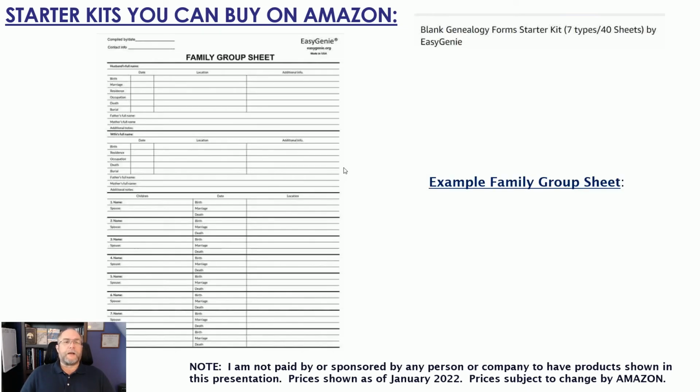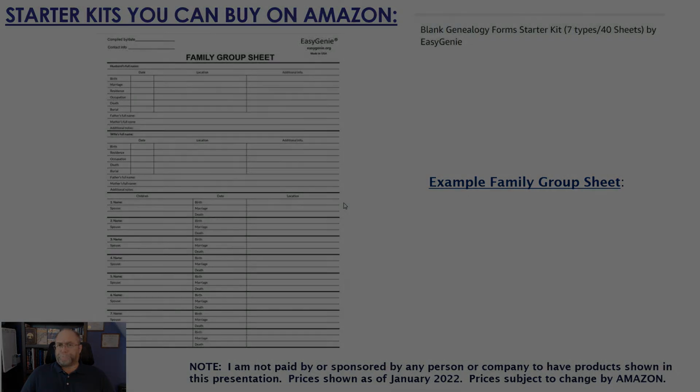And another example is the family group sheet. So the data that you recorded on the original sheets that you wrote down, you can now transfer into here: child's name, birth date, location, marriage date, and all that stuff. Those things that I wrote down and had you write down on the beginning sheets are in this example family group sheet from Easy Genie. Okay, so that's an example of that.